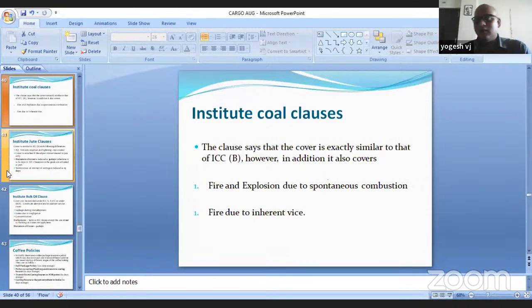The clauses say that the cover is exactly similar to that of ICC B. However, in addition, see, these are trade clauses because these are for a specific kind of commodity. ICC B covers general cargo, but to cover coal under ICC B, a little modification is needed, which is why this trade clause has been made. Apart from that, fire and explosion due to spontaneous combustion is covered under Institute Coal Clauses. Fire due to inherent vice is also covered. Inherent vice is an exclusion in ICC clauses, but here it is covered. Okay, Institute Coal Clauses.